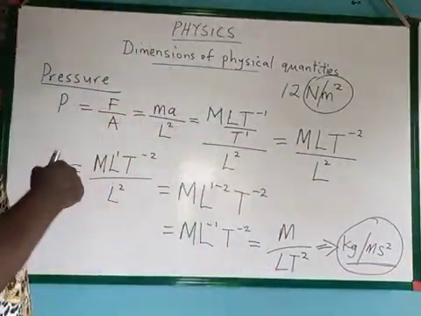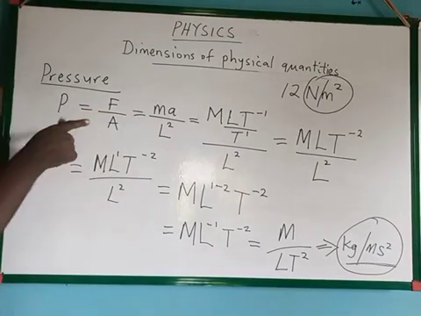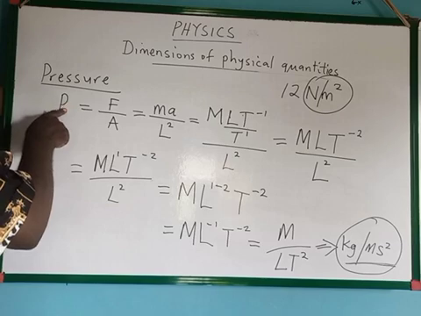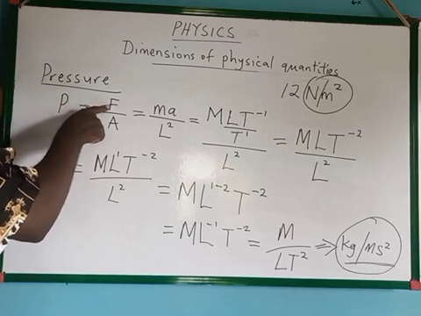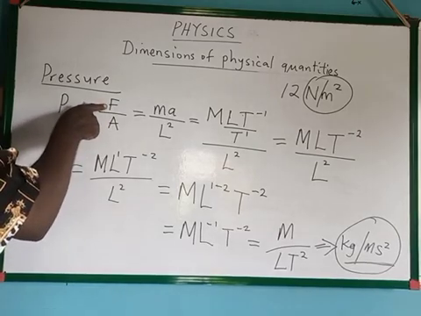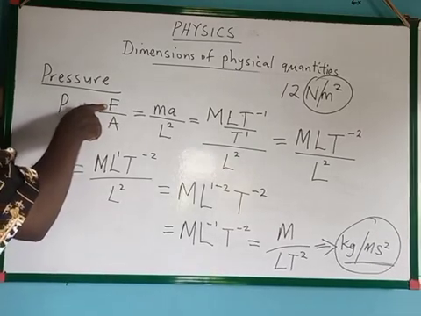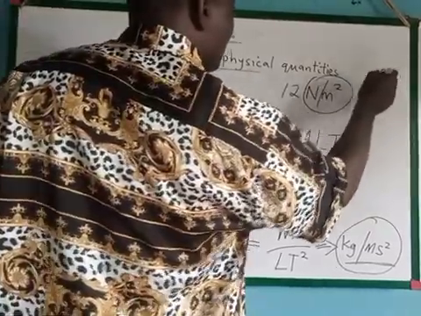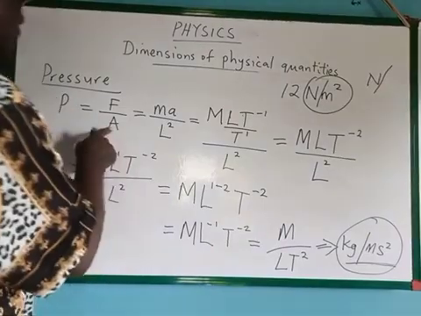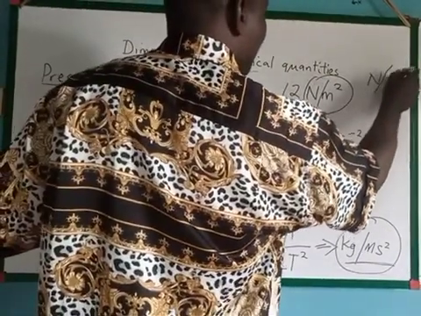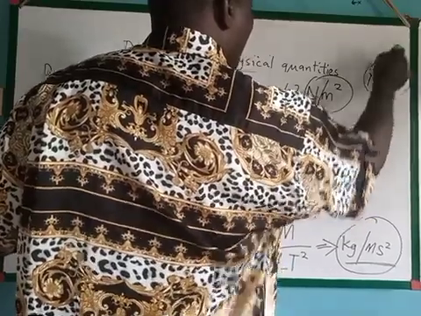So where does that one come from? Look at the formula that we wrote from the first time. We said pressure is equal to force divided by area. What is the SI unit for force? Newton. And that is the Newton you have there. Divided by, what is the SI unit for area? Meter square. So that is how it is gotten.